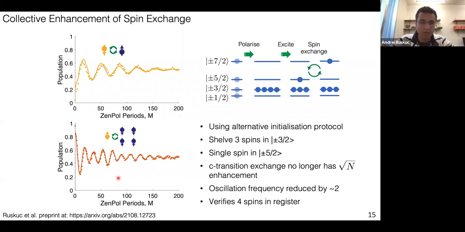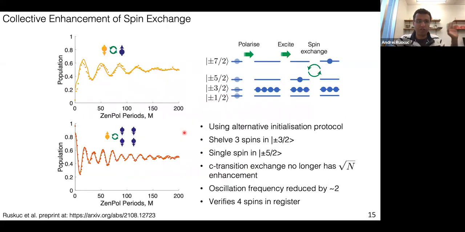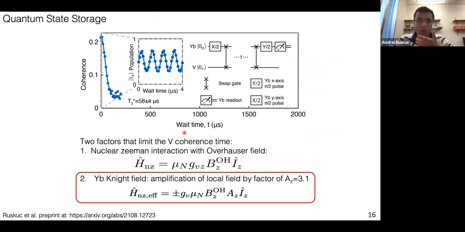But for the rest of this talk, I'm going to be focusing on these collective type interactions using the 4-spin basis. The spin exchange oscillations that I showed here are really just a demonstration of classical information exchange between the ytterbium and the vanadium. But really we want to show that this is a quantum register.